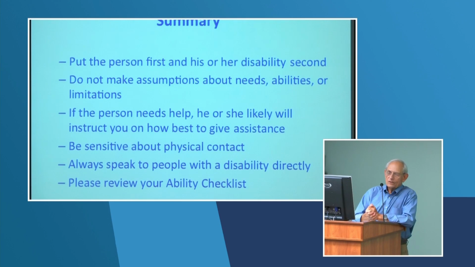Okay, now, in summary of this whole Travis Alert bill for EMS, put the person first, his or her disability second. Don't make assumptions about needs, abilities, or limitations. If the person needs help, he or she will likely instruct you on how to best give assistance. Ask. Be sensitive about physical contact. Always speak to people with disability directly. Don't talk to their translator. Talk to them. And then review your ability checklist.